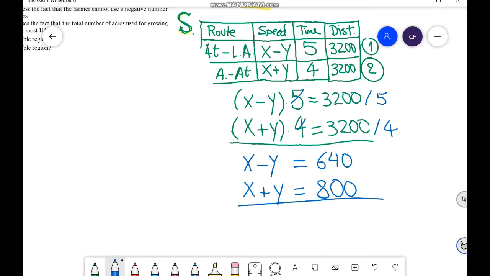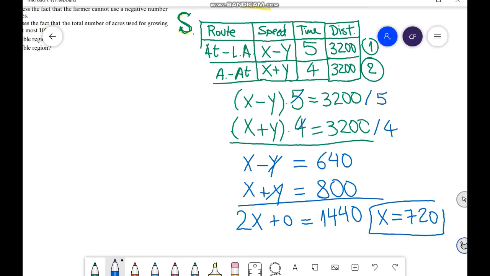Now you can add: x plus x is 2x, negative y plus y is 0, and 640 plus 800 is 1,440. So x equals 720.